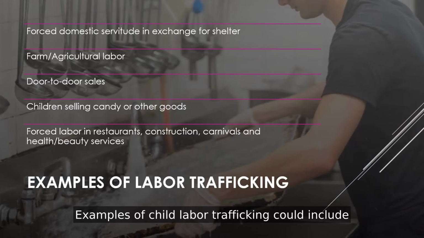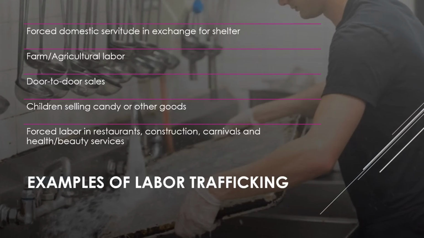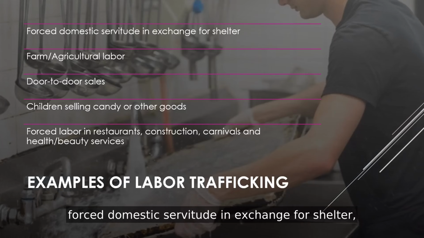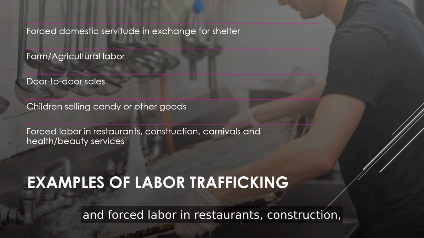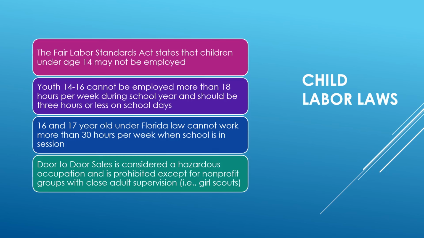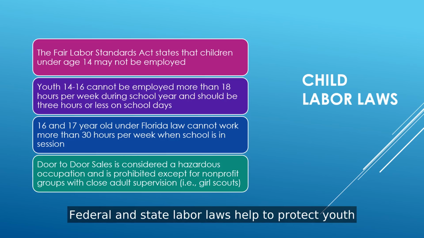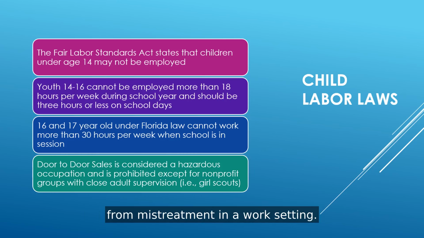Examples of child labor trafficking could include forced domestic servitude in exchange for shelter, farm or agricultural labor, door-to-door sales, selling candy or other goods, and forced labor in restaurants, construction, carnivals, and health and beauty services. Federal and state labor laws help to protect youth from mistreatment in a work setting.